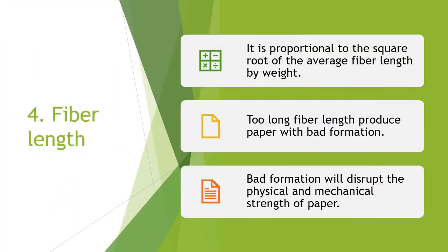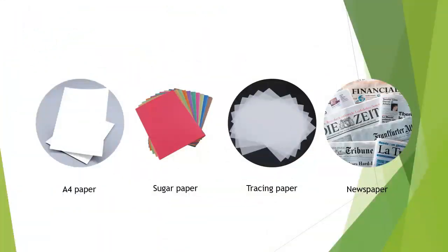A too long fiber length will produce a paper with bad formation. This will disrupt the physical and mechanical strength of paper. In conclusion, different types of papers have different strength as they are produced by different kinds of fibers and different processes.